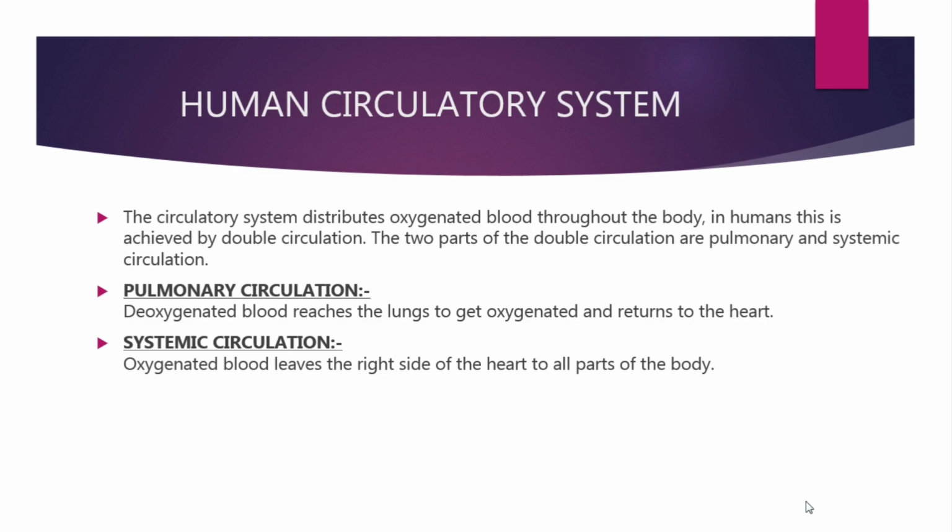So in the chapter transporting humans, the first thing that comes to our mind is the human circulatory system. The human circulatory system distributes oxygenated blood throughout the body. In humans, this is achieved by double circulation. The two parts of the double circulation are pulmonary and systemic circulation.